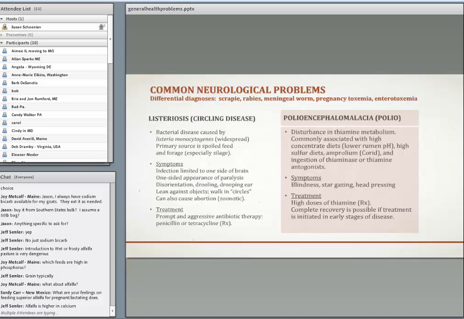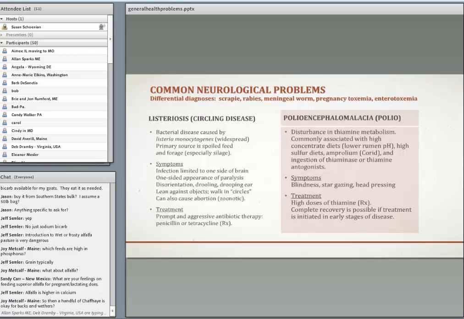The first one is listeriosis. We call it circling disease. It's caused by a bacteria. The bacteria is everywhere in the environment, but it tends to get into sheep and goats primarily through spoiled feed, specifically silage, but certainly not limited to silage.